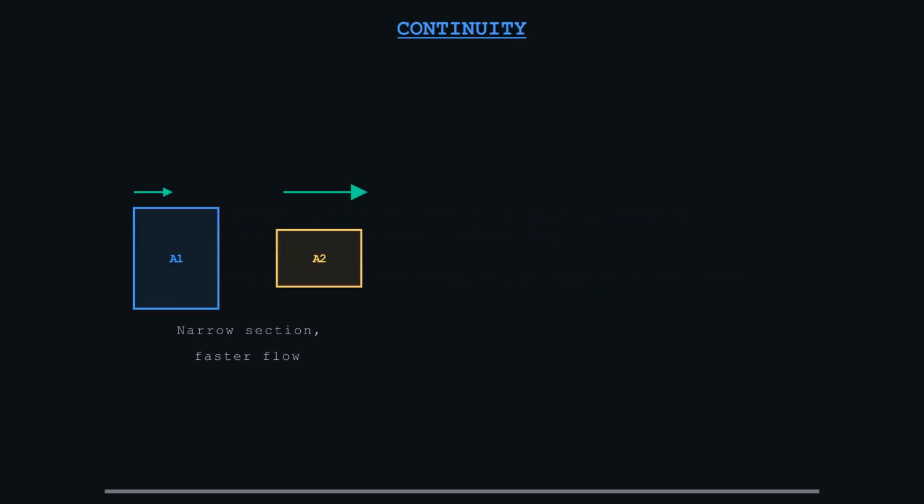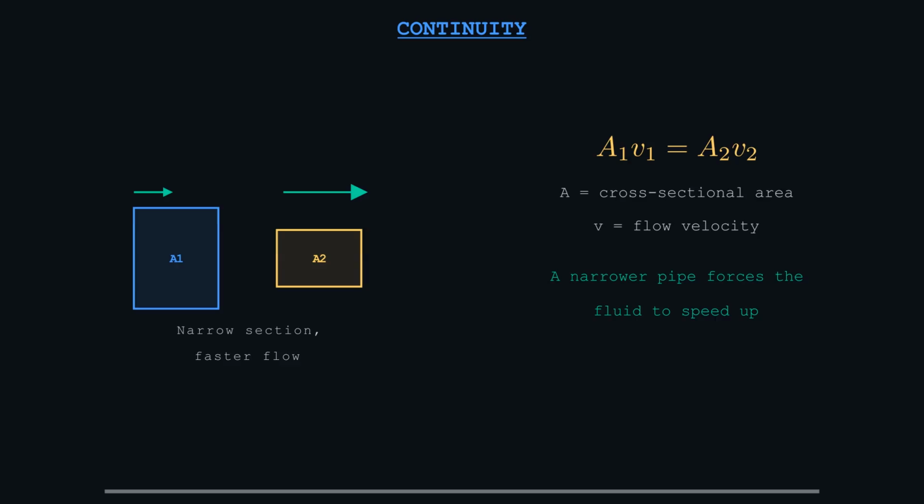The continuity equation says the same volume of fluid must pass every point in a pipe each second. A1v1 equals A2v2, where A is the cross-sectional area and v is the flow velocity. If the pipe narrows, the area drops, so the velocity must increase to keep the flow rate the same.